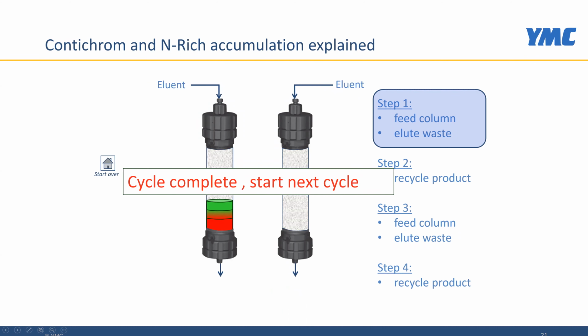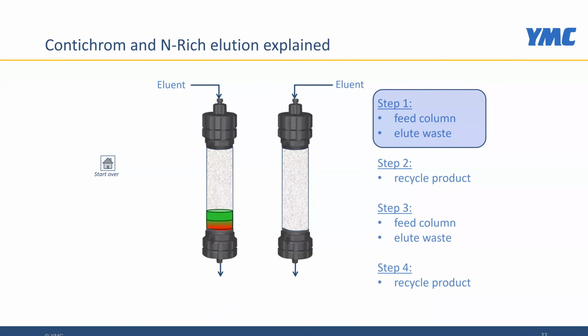Once we have produced enough, we want to get it out of the column, so we can do a final elution to elute the enriched product. So that's basically how it works. The animation is a bit simplified, but basically that's how the process works.